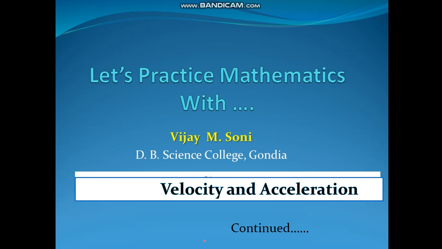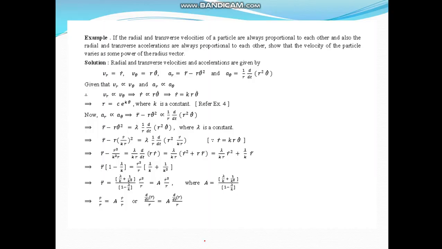See some more examples depending on velocity and acceleration. So it is our first example of today. If the radial and transverse velocities of a particle are proportional to each other, and also the radial and transverse accelerations are always proportional to each other, so we have to show this result.